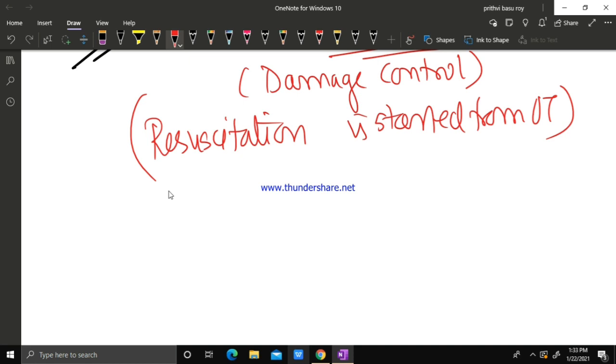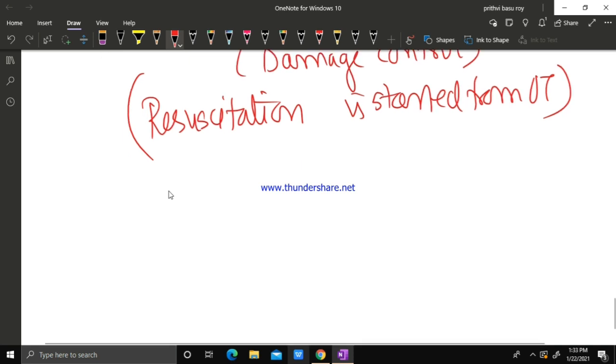And since he's unstable, you cannot do a CT. You cannot do anything. Obviously, first of all, you'll look for hemoperitoneum, but that is not immediately, that is while doing the primary survey. So we are going to do resuscitation. You start from the OT. Inside the OT only you will continue the resuscitation, and the resuscitation will go on continuing till the ICU, which is the second phase.